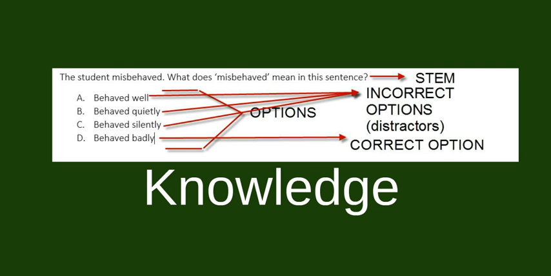Probably the hardest thing to write in a multiple choice question is the distractor. And notice something here. The distractors in this case all begin with the very same word. So you can't just scan them very quickly and look at the first word and say, oh, this is the answer. You have to carefully look at that second word. Behaved well, behaved quietly, behaved silently, behaved badly.